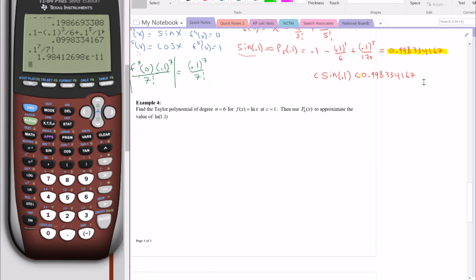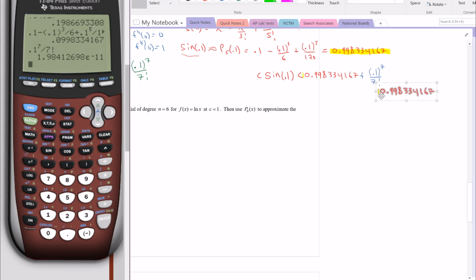where this number plus the 7th term, plus 0.1 to the 7th over 7 factorial, or that number over here minus the 7th term. And it's the 7th term in this case because that's the non-zero term, right? It's not always the 7th term. It's the next non-zero term. So we stopped at 5. The 6th term was 0, and the 7th is the first non-zero term. So let's quickly calculate what this is, and we can see what it's between.